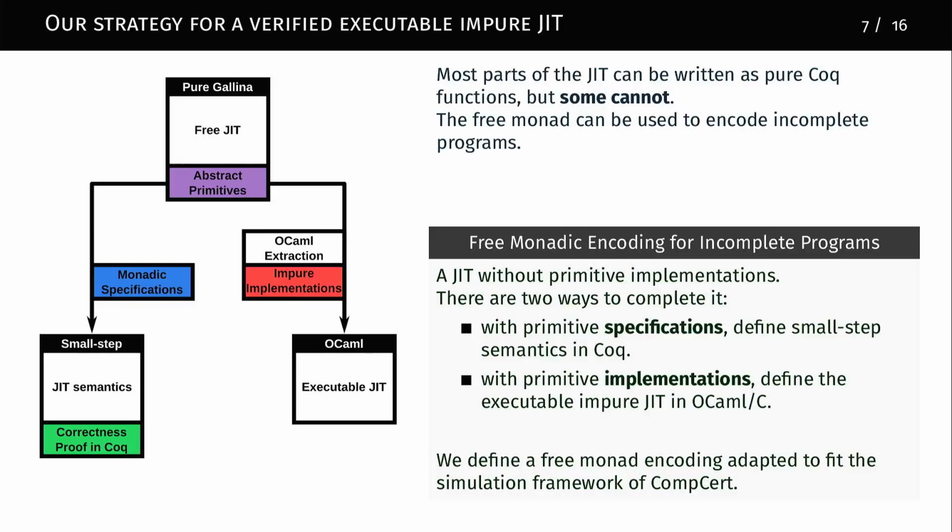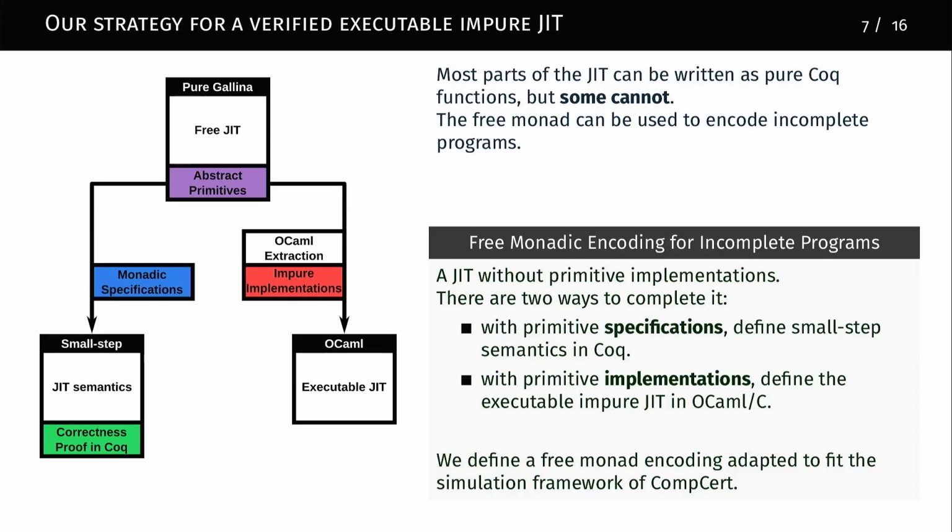Basically, the main idea is that most parts of the JIT can be written as pure Coq functions, but some of them cannot really. So we're going to use the free monadic encoding to write incomplete programs, and we're going to write exactly what we can write in Coq and leave the rest unimplemented. So for instance, on top of the diagram, you can see that the JIT is written as an incomplete program in the free monad. And so then we can complete those incomplete programs in two different ways.